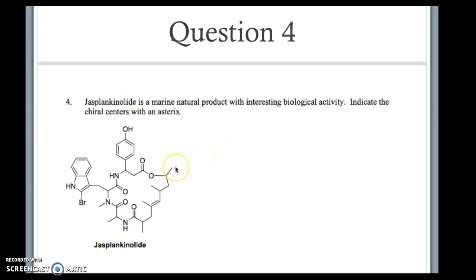With this, we're supposed to indicate the chiral centers with an asterisk. One thing before you can do that, you need to understand what a chiral center is, or how to identify one rather. There's a tetrahedral shape. There are 4 different things attached to the middle. And even lone pairs can count.